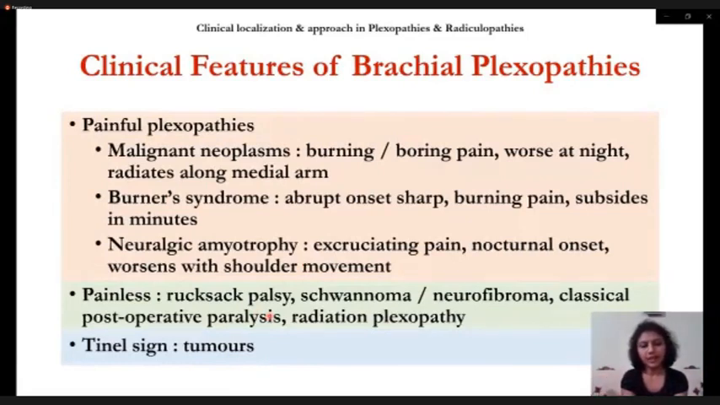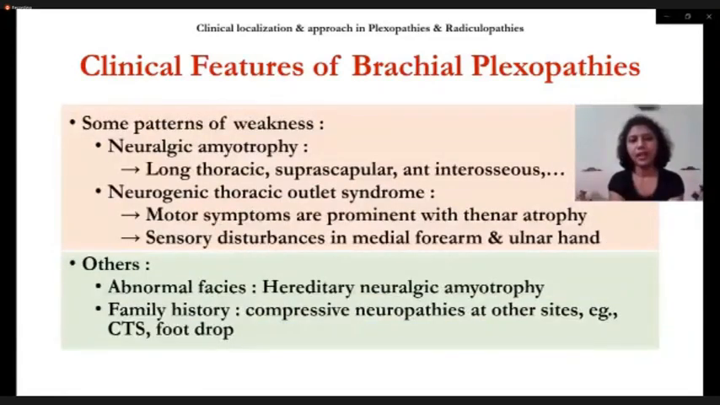In the case of rucksack paralysis and classical postoperative paralysis, the patients present with painless weakness. Benign tumors and radiation plexopathies also manifest with paresthesias rather than with pain. One may be able to identify a supraclavicular Tinel sign or a mass lesion when it is present. We have already reviewed the patterns of weakness based on the site of the brachial plexus involvement.